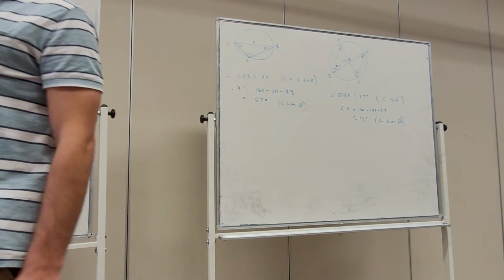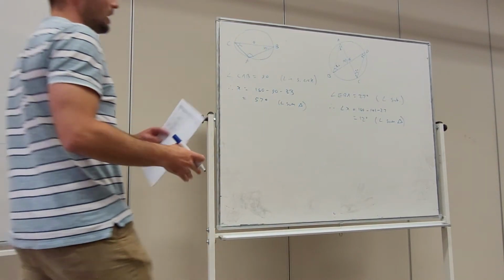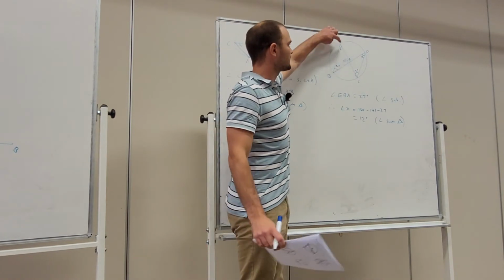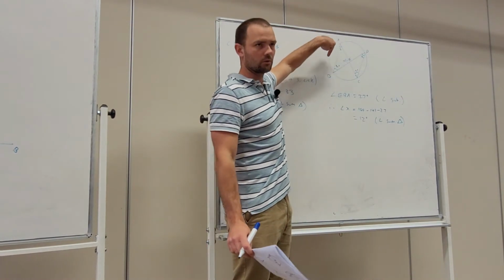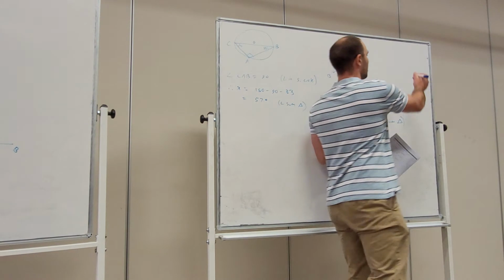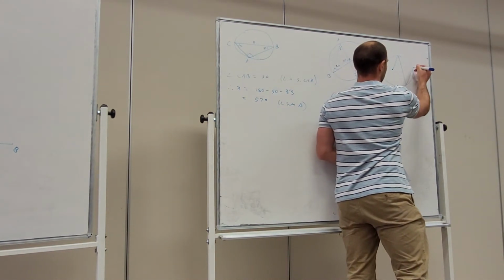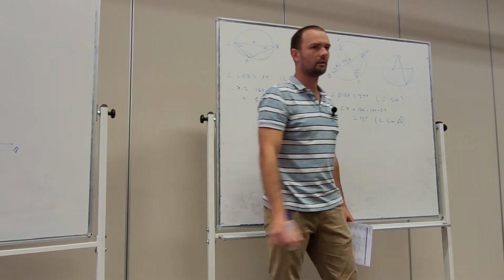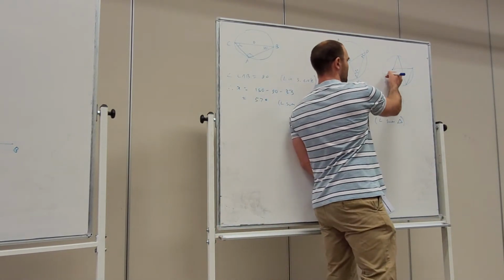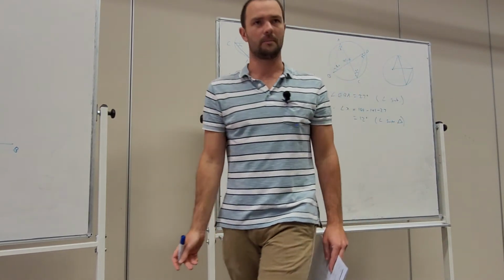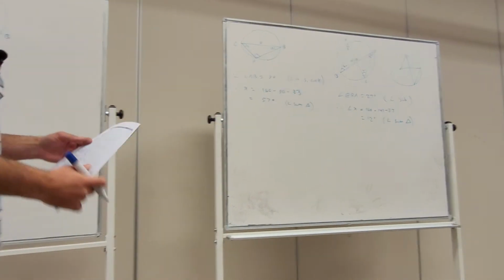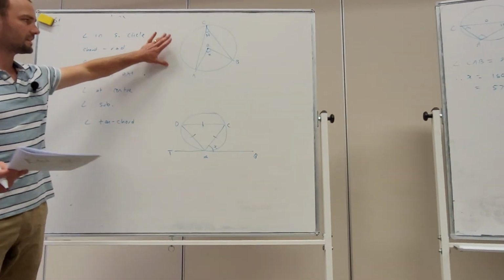All right, now, in order to apply this rule, the points must be on the outside of the circle. Okay? So if you had a diagram like this, the rule does not apply. Okay? This point needs to be on the outside of the circle somewhere. Excellent. Let's proceed.